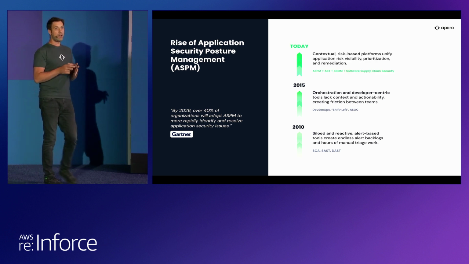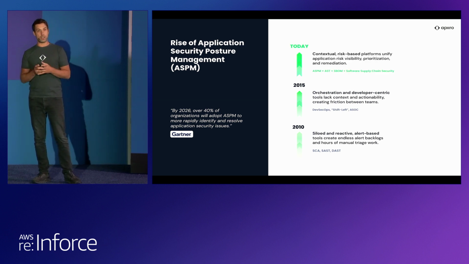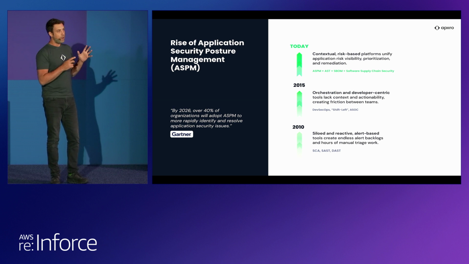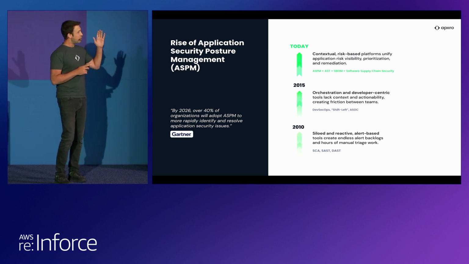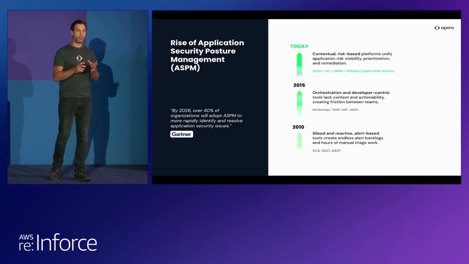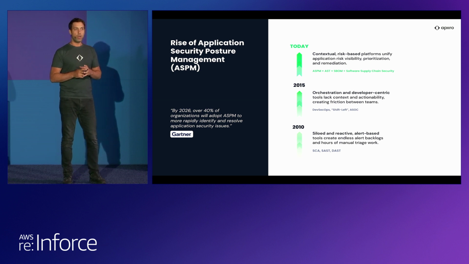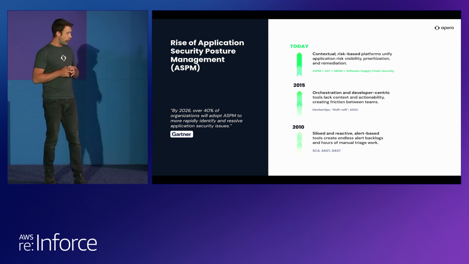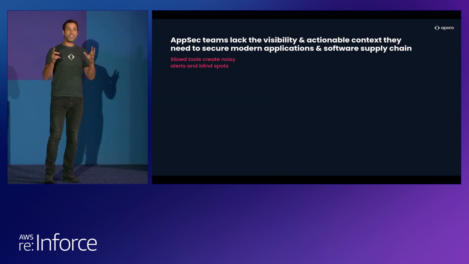And today, we're in a new era in the application security space. We need one unified contextual platform that takes the visibility, prioritization, and remediation in one platform. Based on Gartner, by 2026, more than 40% of organizations worldwide that are developing proprietary software will adopt ASPM to identify and fix risks in their applications. So let's take one step.